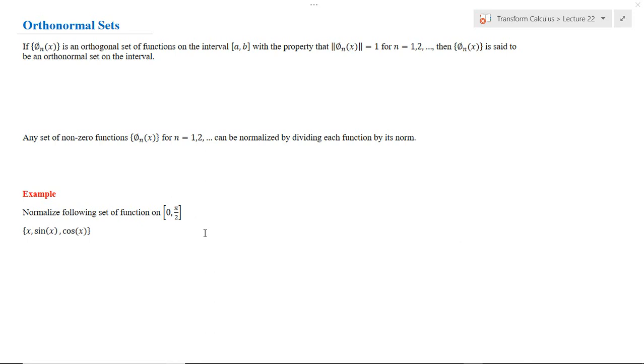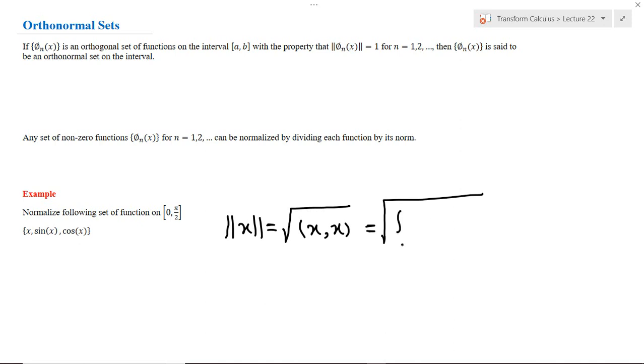So first we find the norm of x. Based on the definition, it's equal to root of the inner product of x and x. It's equal to root of the integral from 0 to pi over 2. First function is x times second function is x, so it's x squared dx. If you find this integral, it's going to be root of pi to the power of 3 divided by 24.